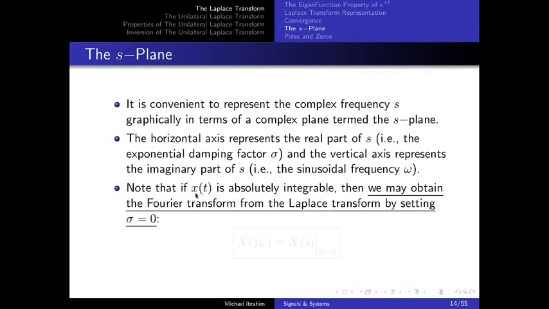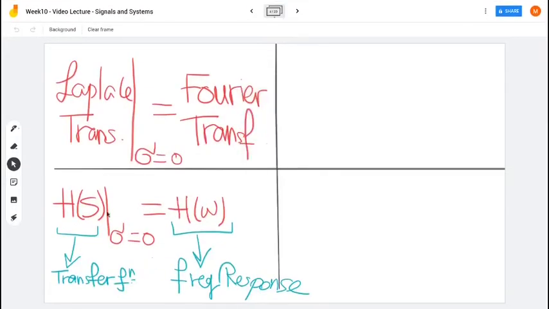Note that if x of t is absolutely integrable, then we may obtain the Fourier transform from the Laplace transform by setting sigma equal to 0. So if you have X of s and you evaluate X of s at sigma equal to 0, this will give you X of j omega or X of omega, which is the Fourier transform of x of t. This is exactly what we have said over here. If we have H of s, the system transfer function, and we evaluate it at sigma equal to 0, this will give you the frequency response, or the Fourier transform of the impulse response.